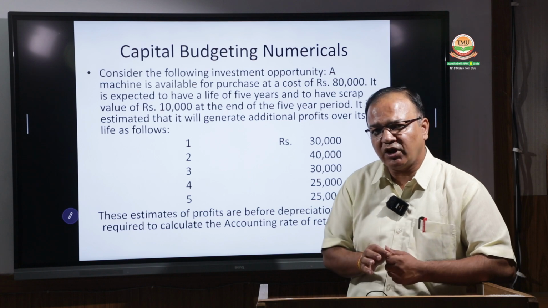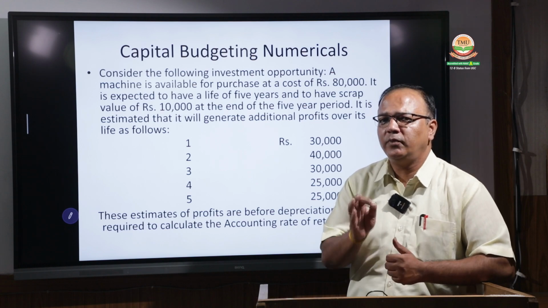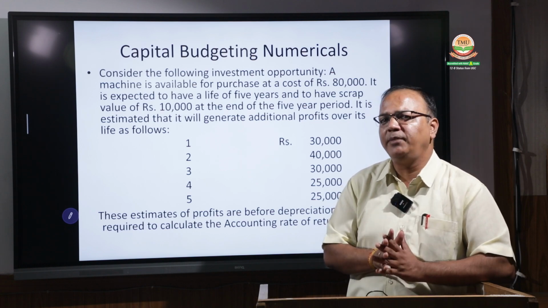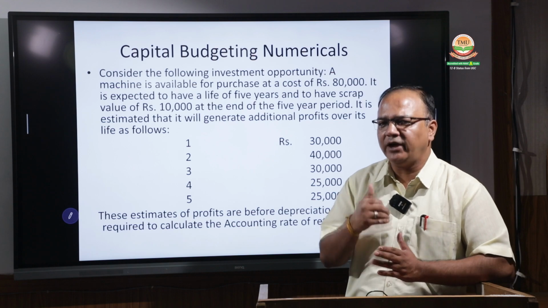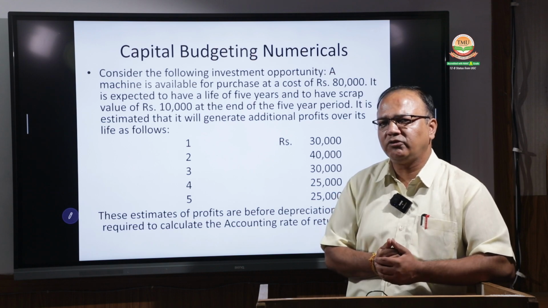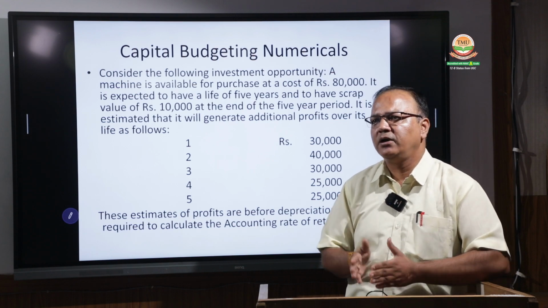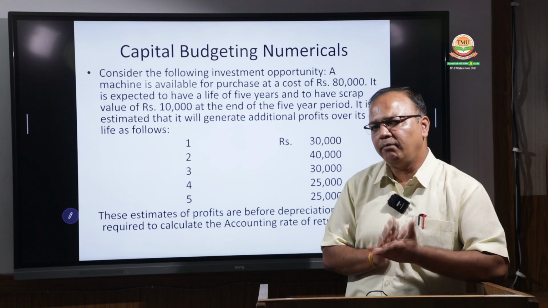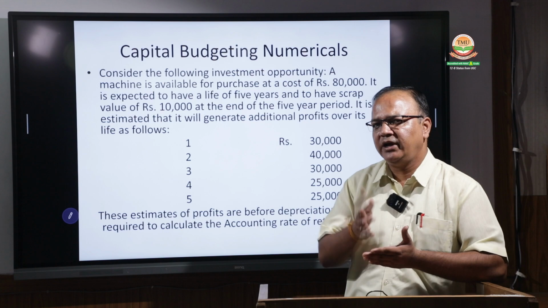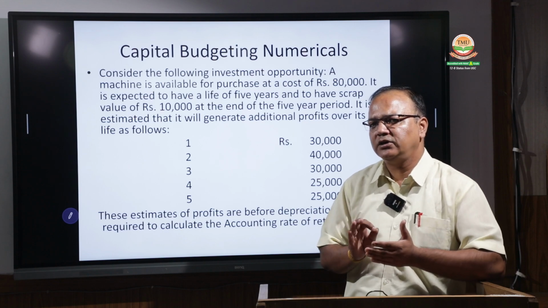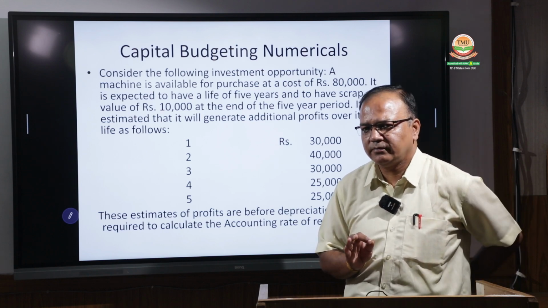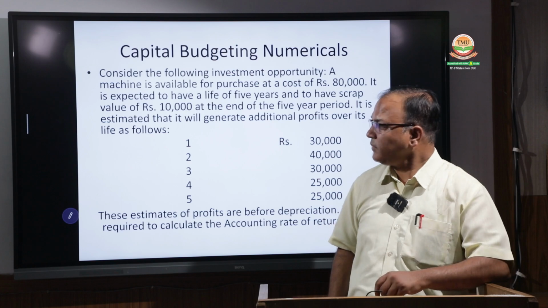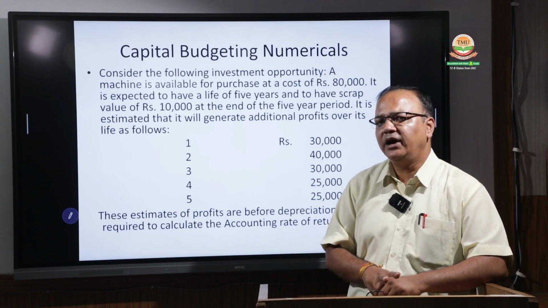So cost 50,000 minus scrap value, 50,000 minus 10,000 will be 40,000. Divide by 2, it will be 20,000. Again, I am repeating: cost minus scrap value by 2. Cost 50,000 minus scrap value 10,000 divided by 2. It is 20,000. Plus scrap value.